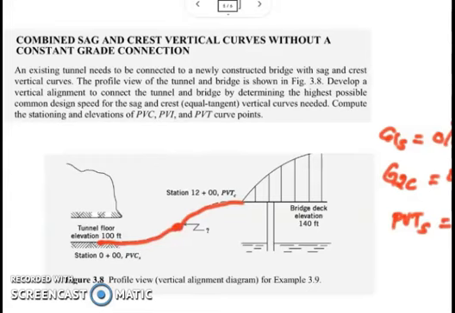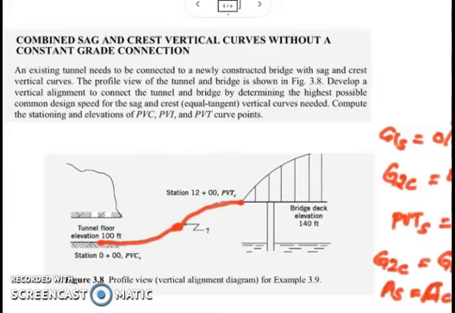And this one is the PVT of the crest vertical curve. So we have to take note that for this one, we have established that our G sub 2 for the crest vertical curve is equal to G sub 1 for the sag vertical curve, which is equal to 0%. And we have to take note that therefore our A sub S is also equal to A sub C, and this can be written as our A.